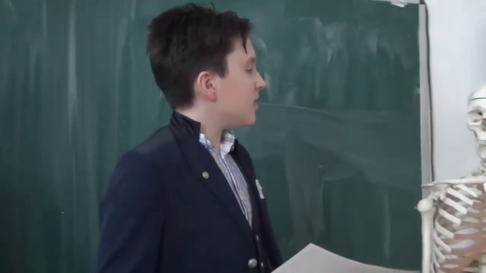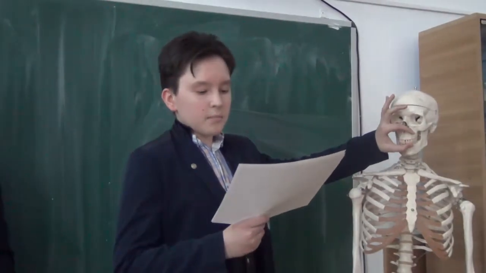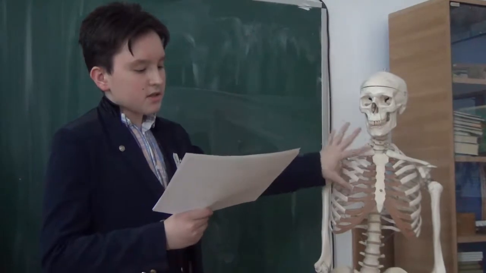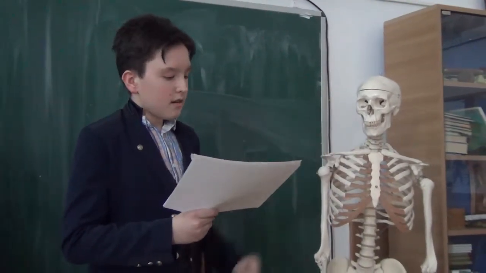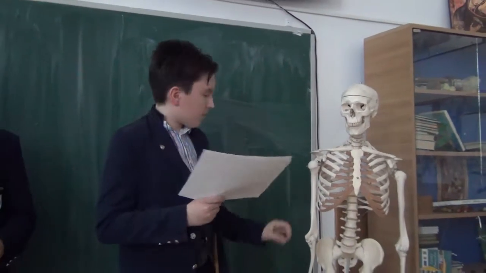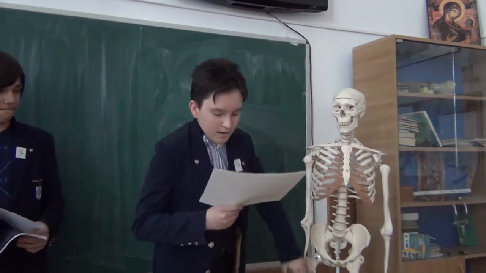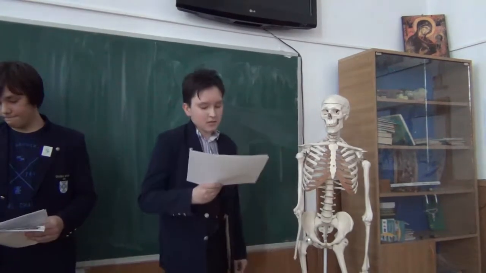So I will show you some examples of muscles. Here is a circular muscle called orbicularis oris. Here is a convergent muscle called pectoralis major. Here is a fusiform muscle called biceps brachii. Here is a parallel muscle called sartorius.